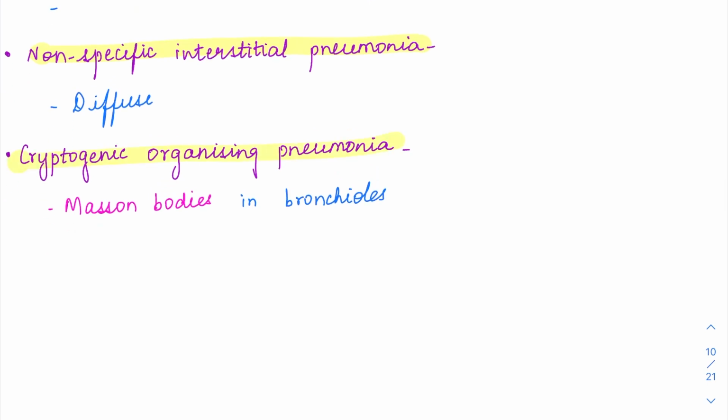The third one, which is cryptogenic organizing pneumonia, is going to be associated with formation of Masson bodies. These are nothing but fibrotic bodies only. So, this fibrosis is seen around the bronchioles. Organized fibrosis is going to be seen around the bronchioles. Okay, so this is the bronchus. Around this, we are going to see this fibrosis. These are called Masson's bodies.